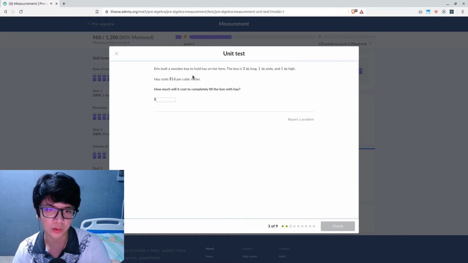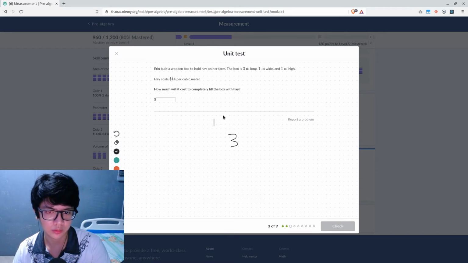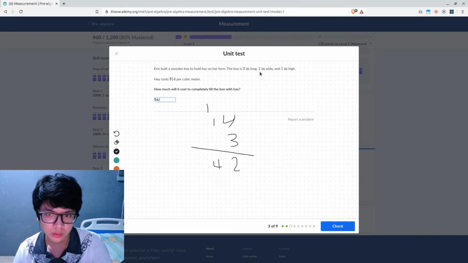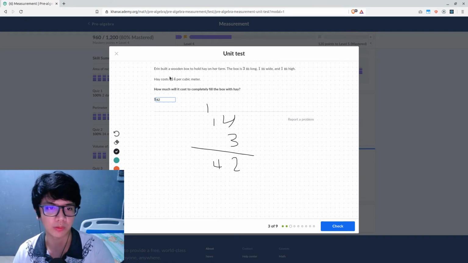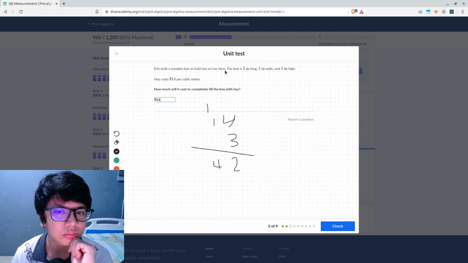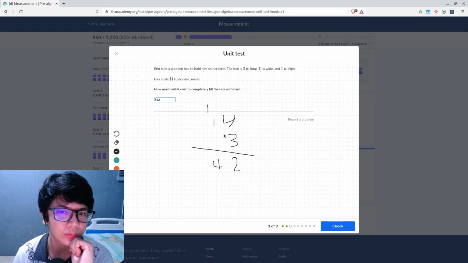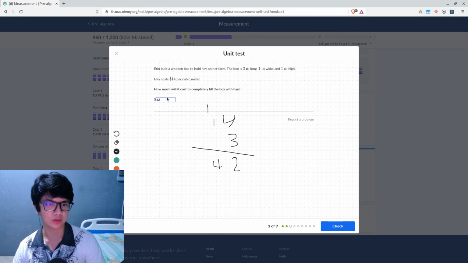Erin built a wooden box to hold hay on her farm. The box is 3 meters long and 1. Okay. Hey now, $42. But let's be sure. Long, wide, 3. Oh shit! Wait, what? No, yeah, it's actually just 3. Then each of that's gonna be like 14, so it's gonna be 42, right?